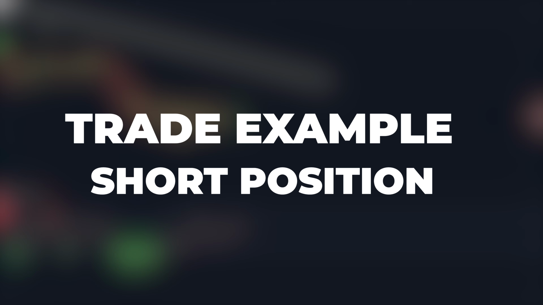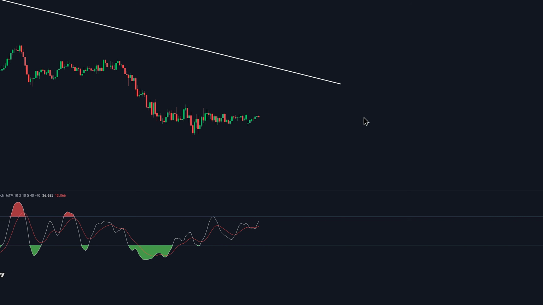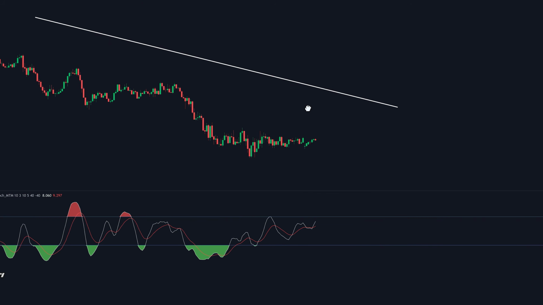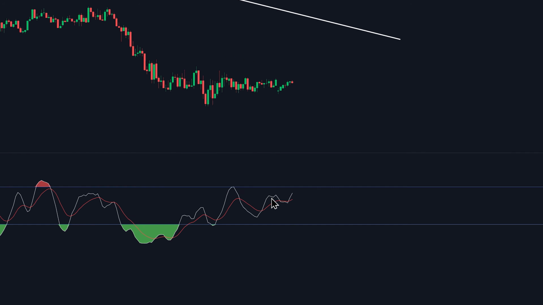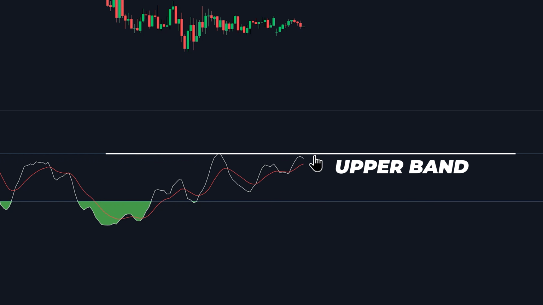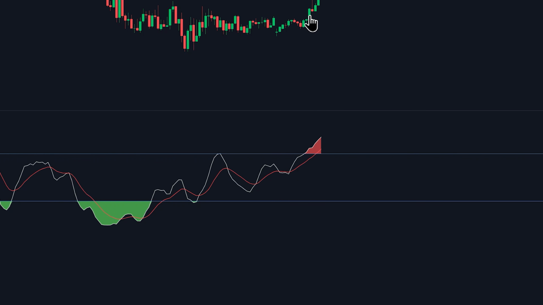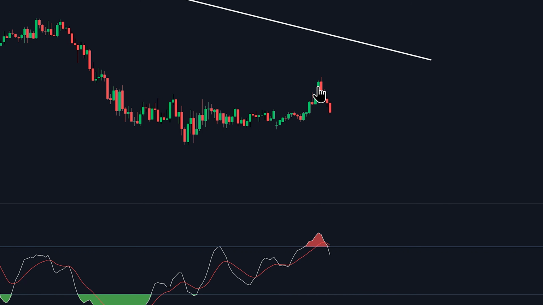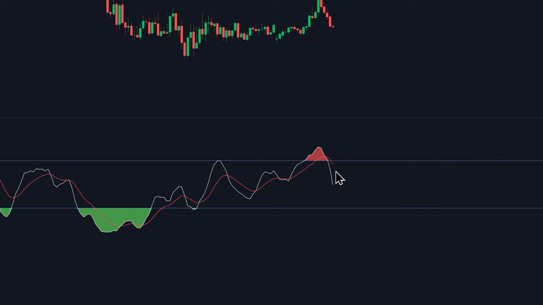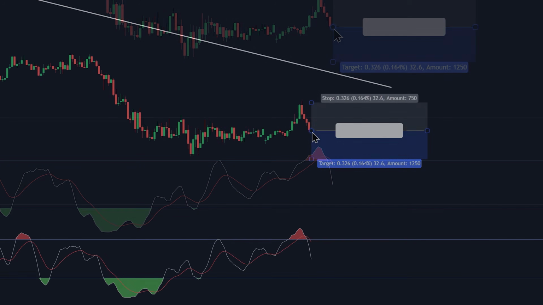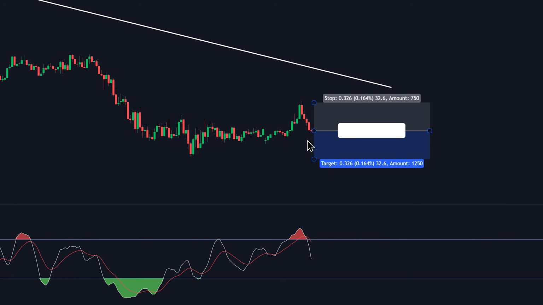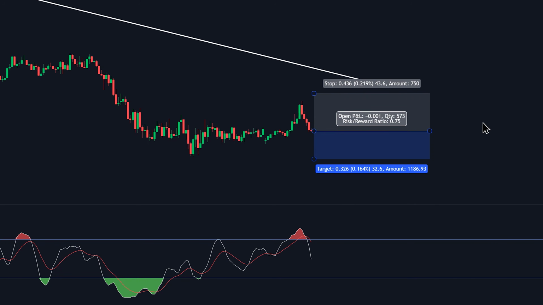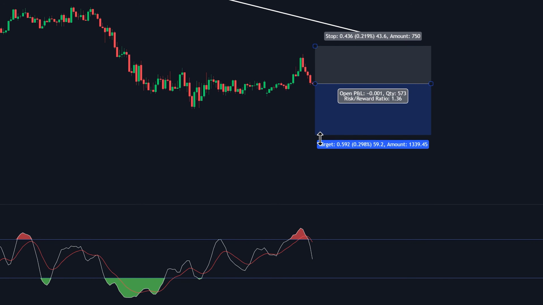To take a short trade, it's going to be the opposite. So in a bearish trend, for example here, we're basically going to wait for the stochastic oscillator to go above the upper band. This indicates a pullback in a bearish trend. After we have the pullback, we want the stochastic oscillator to come back below the upper band and cross below this red EMA. This crossover indicates the end of the pullback and the beginning of a bearish trend continuation, and this is where we're going to enter our trade.